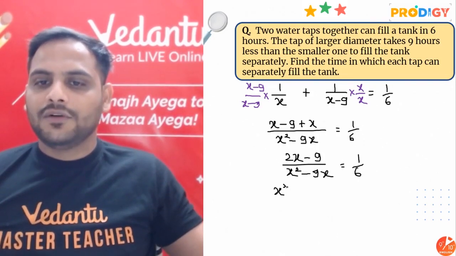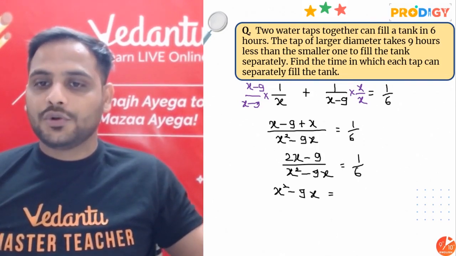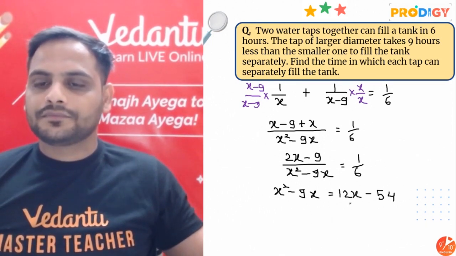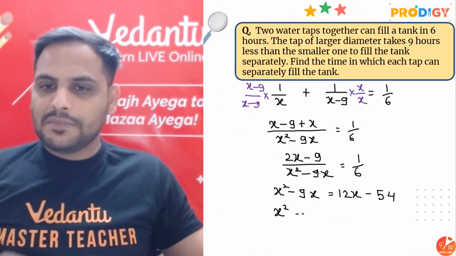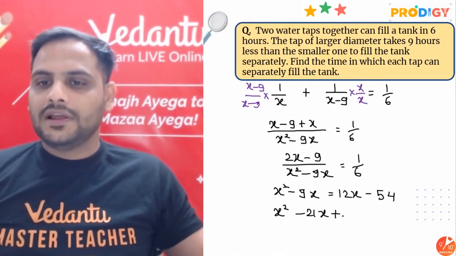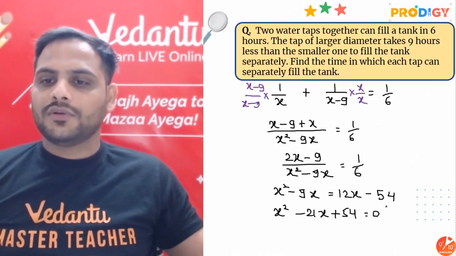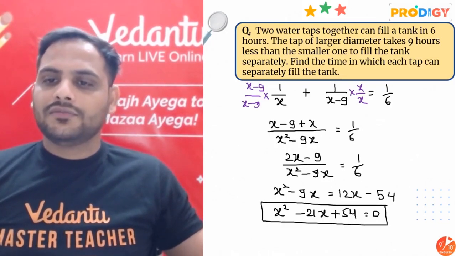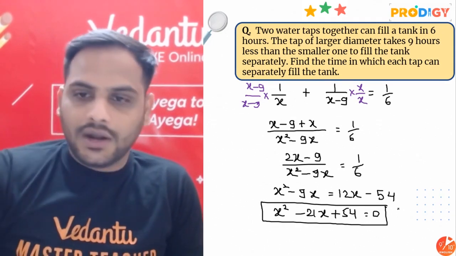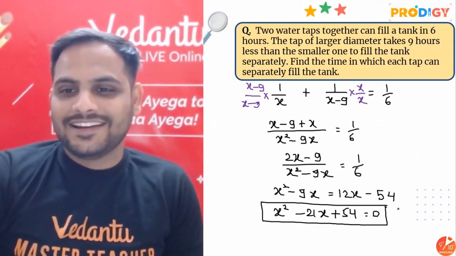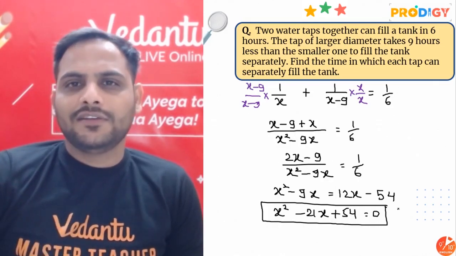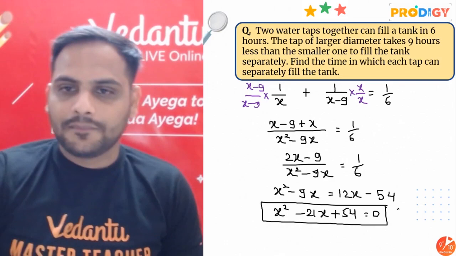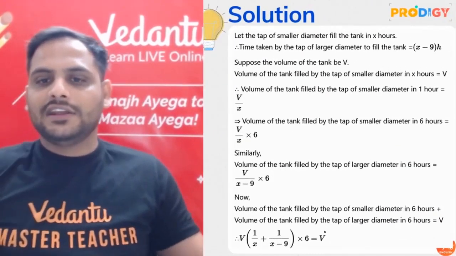Cross multiply: x square minus 9x is equal to 6 times (2x minus 9), which is 12x minus 54. Shift it over here: x square minus 9x minus 12x will be minus 21x plus 54 is equal to 0. This will be my quadratic equation. Okay beta, this is going to be our quadratic equation, and the splitting will be minus 18 and minus 3.